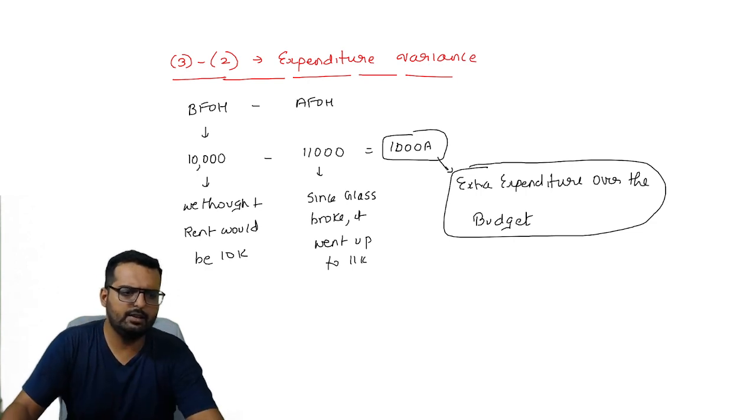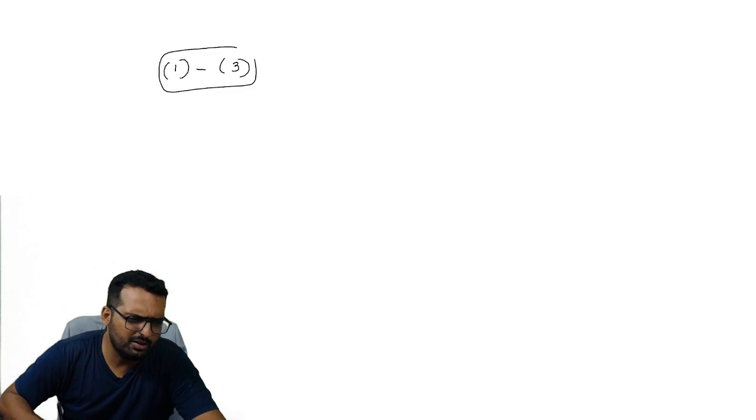All right, friends. Everybody clear with this part? Can I go to the next one now? This is all about the expenditure variance. Last one is what? Volume variance. Beyond that, it is of no use to learn. Okay, so what is the formula for 1 minus 3?